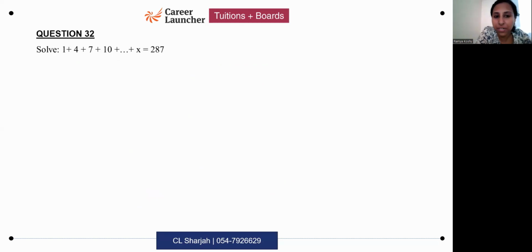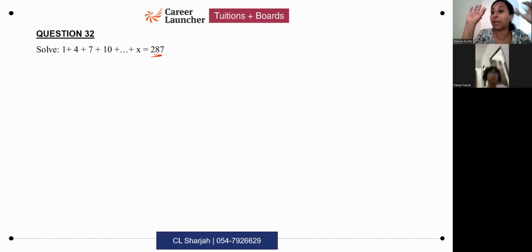Okay. See, definitely we need to use the Sn concept. Sn is already given, so I will use the Sn value to find n first, and then use that to find this one. But that means I should not use the second formula. That was a mistake I made. If I had the value of n, it would have been okay, but I don't have the value of n. So that logic would be wrong.